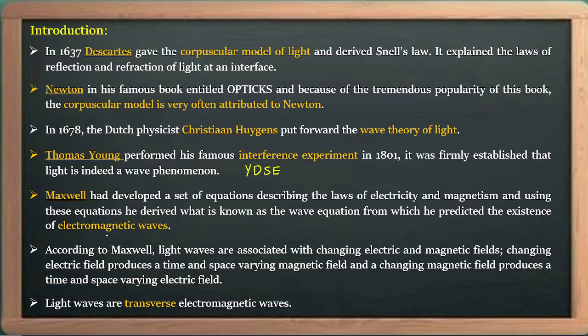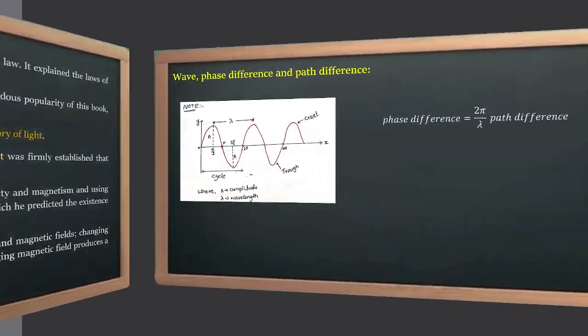Then Maxwell developed four different equations in electromagnetism, and explained the electromagnetic wave nature of light. Then he proved light waves are transverse waves. So we'll learn one by one.